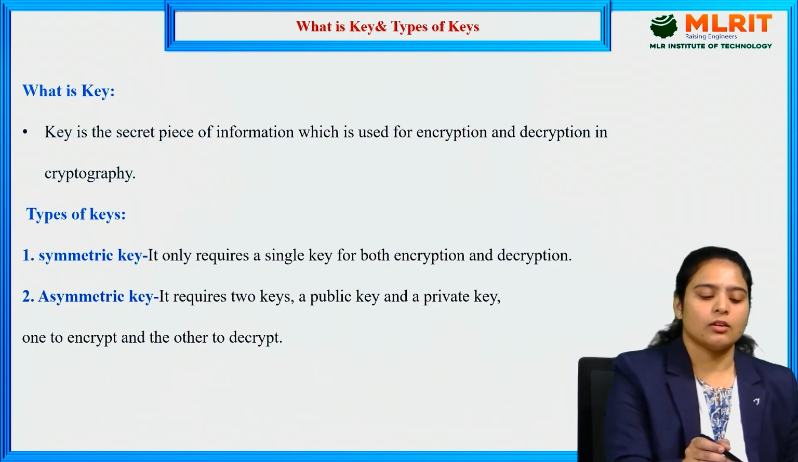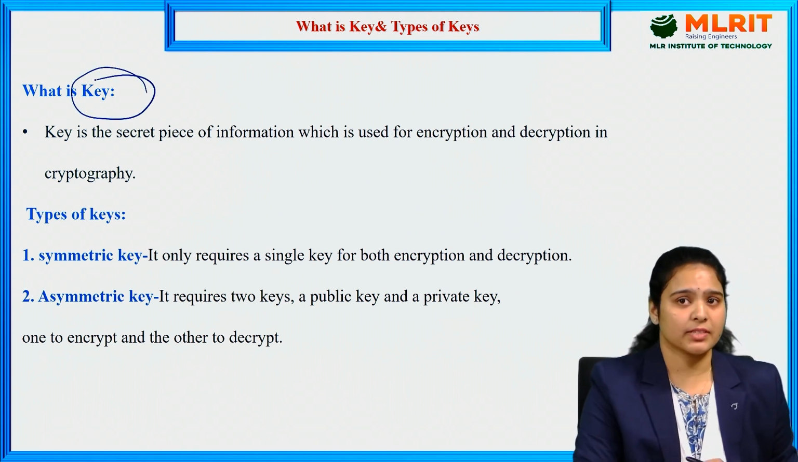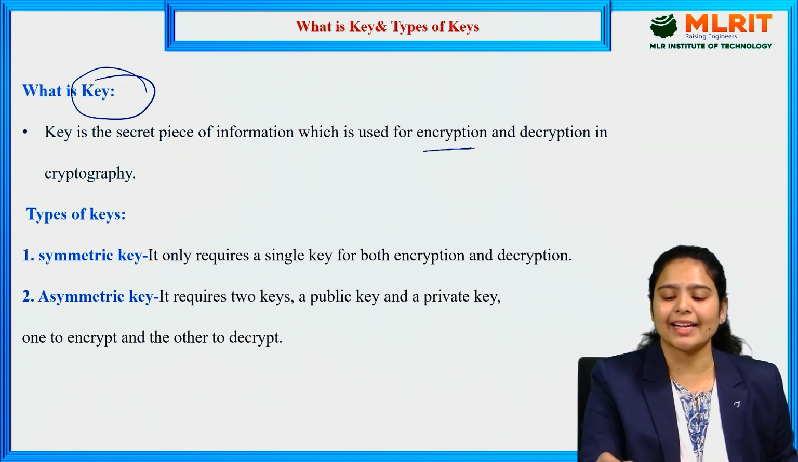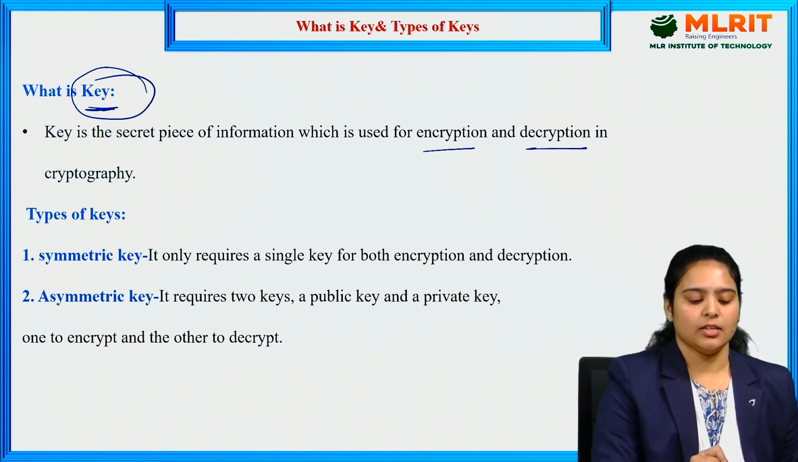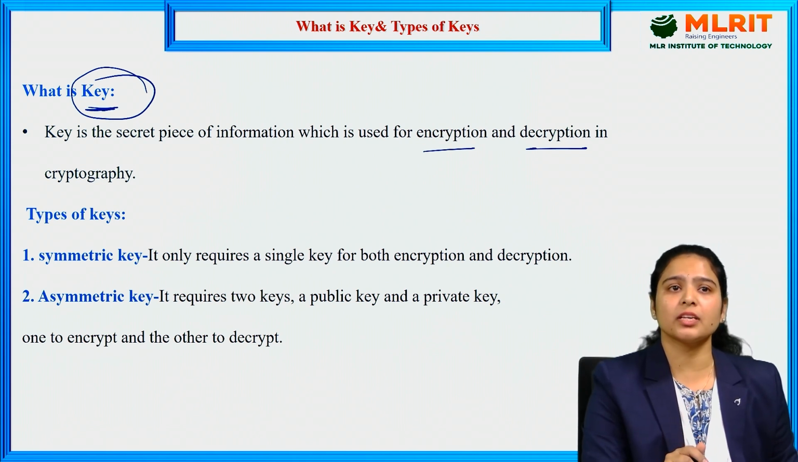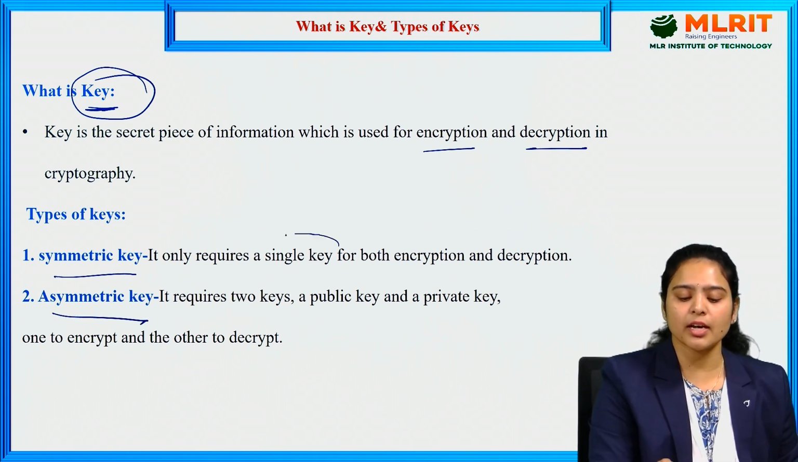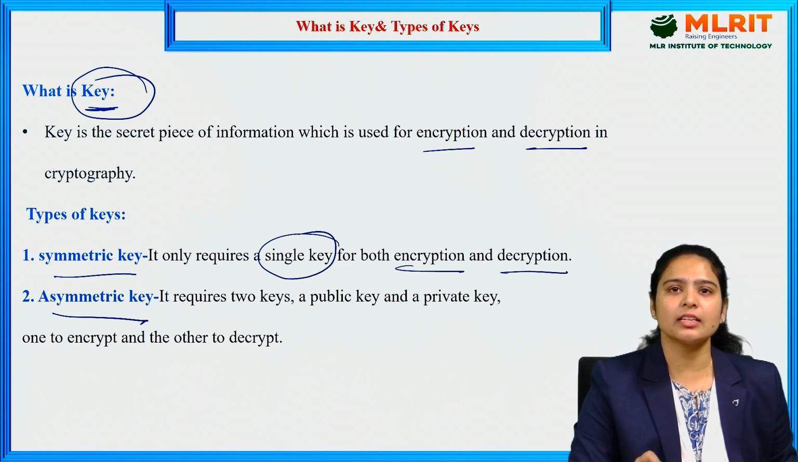Next, what is a key? As we have already discussed in the previous slide, a key is a secret piece of information which is used for encryption and decryption. That is called a key. We have two types of keys: one is a symmetric key and another is an asymmetric key. In a symmetric key, we use a single key for both the encryption process and the decryption process.